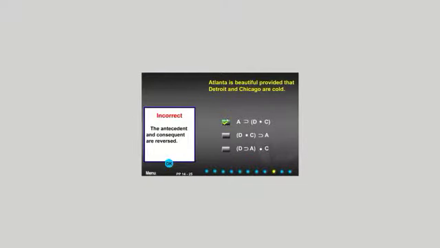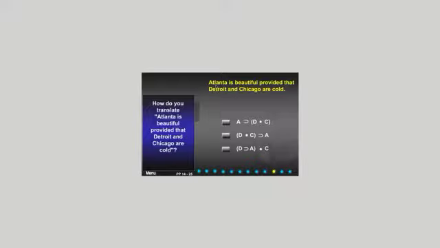Atlanta is beautiful, provided that Detroit and Chicago are cold. Now, we see this. Both Detroit and Chicago are cold. So by process of elimination, by the way, which is a good way to go about this as well, at least for test taking and for homework, but I'd rather you got it straight on your own. D and C is going to be in your answer in parentheses. And so if A, provided that Detroit and Chicago are cold, right? Oh, sorry. This is the provided that means that they're reversed.